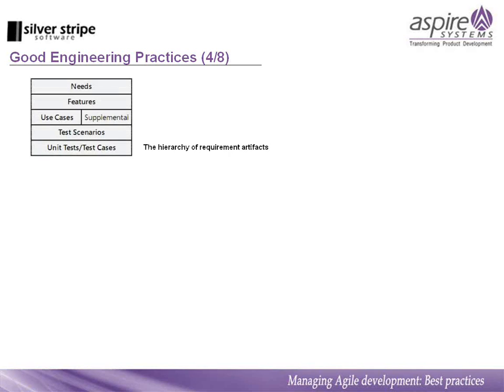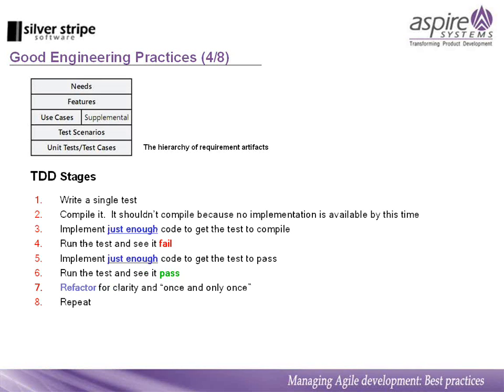Okay. So if you see the hierarchy of requirements, we have the needs from the customer, then that has been drilled down to features. From that we have use cases, supplements, and at the bottom we have the unit test cases and the test cases. So this is the hierarchy. So what TDD says is that these are the stages of test-driven development. So there are 8 stages in place.